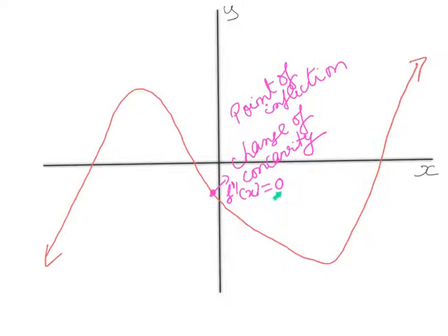Second derivative is equal to 0, and that is called the point of inflection. The x coordinate is called the point of inflection. Or you can find the y coordinate: you substitute into the original function, and then you find the y coordinate as well. So let's understand this now.